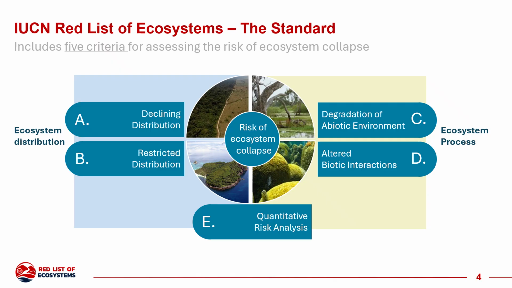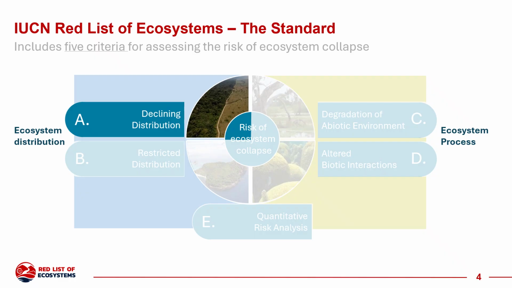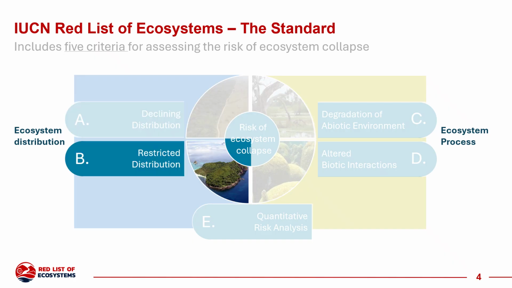Criterion A focuses on reductions in the ecosystem's distribution over time. This includes both historical declines and projected future losses. It helps identify ecosystems that have already shrunk significantly or are likely to in the near future. Criterion B looks at ecosystems with restricted geographic distributions that are exposed to existing or potential threats. This criterion captures systems that may not be declining yet, but are highly vulnerable due to their limited range.